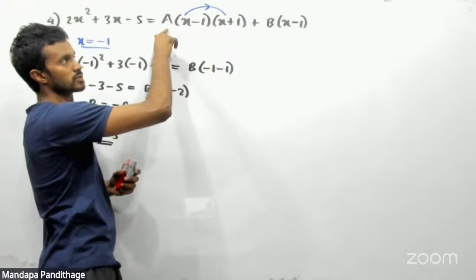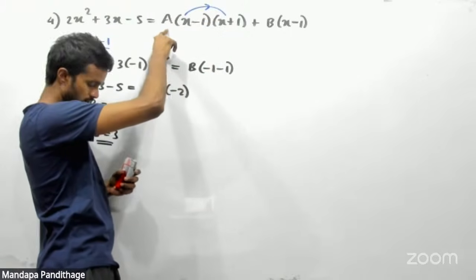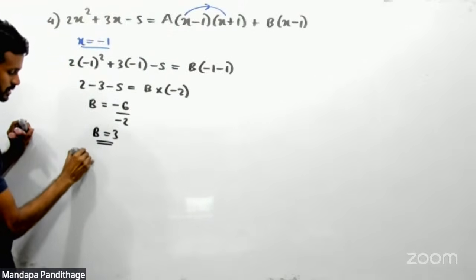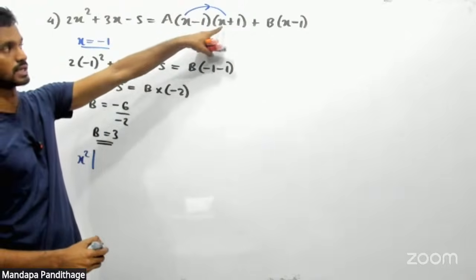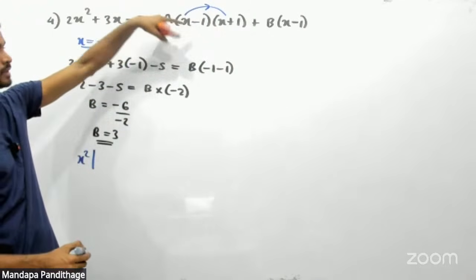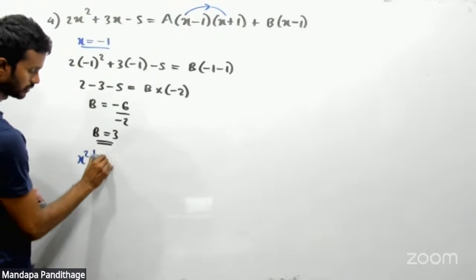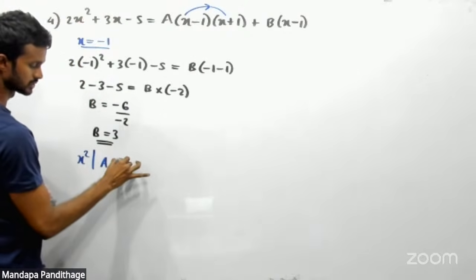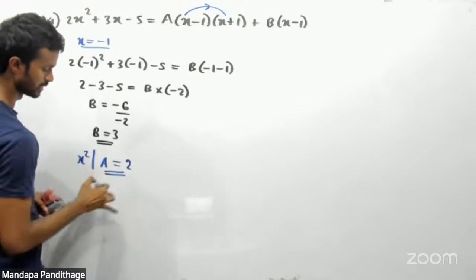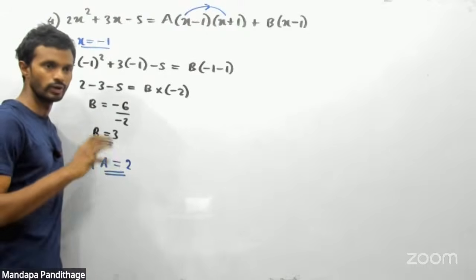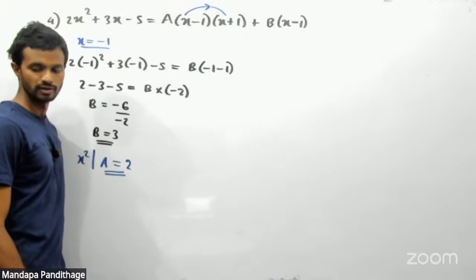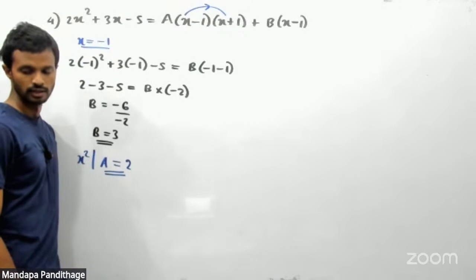What is the coefficient of x squared? That is a. I can compare the coefficient of x squared because I know the only place that I get x squared is this into this. So the coefficient is a. Then you have a equals, the coefficient of x squared here, it's 2. So after substituting values, if there are no other values to find such a constant, you have to think in terms of comparing coefficients.